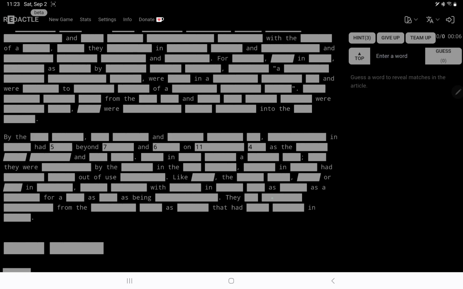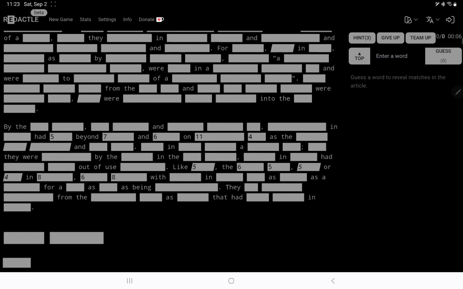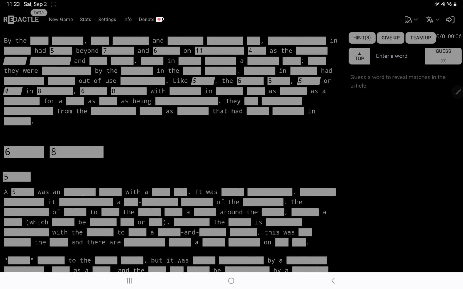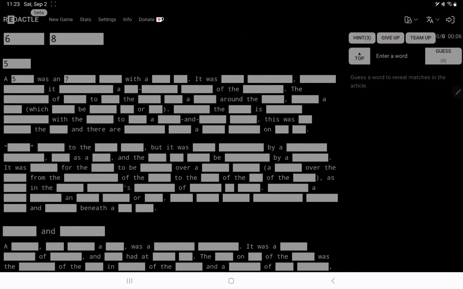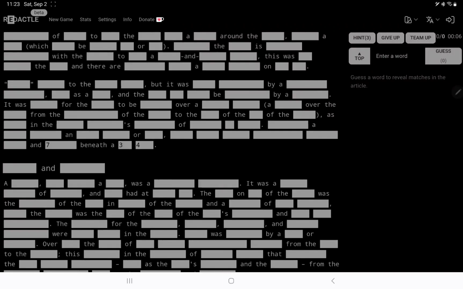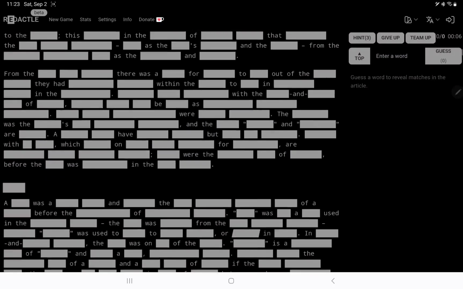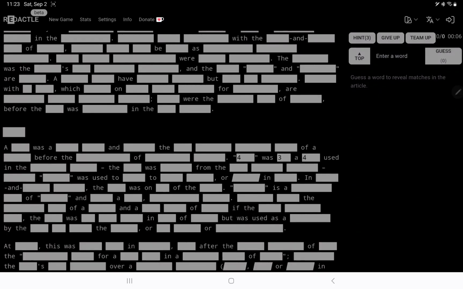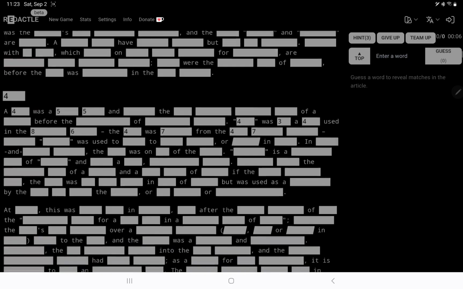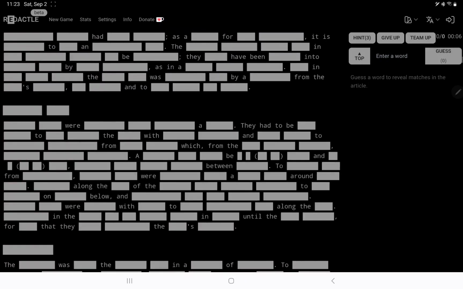Something had moved beyond, like 5, the 6-5. Could it be something to do with language itself? Beneath a 3-4. Okay. 4 was not a word used in the 8-6. Yeah, seems to be an awful lot about words.